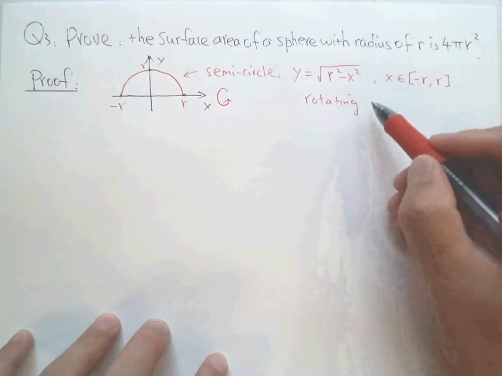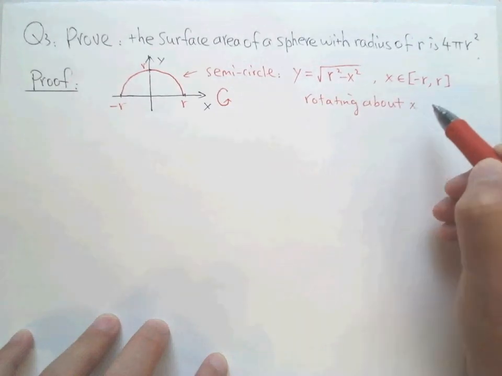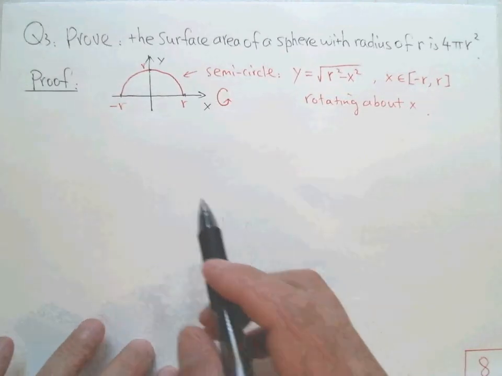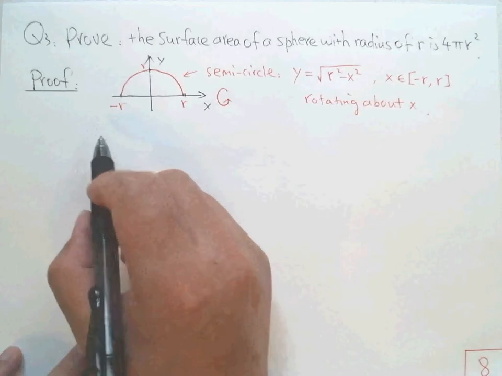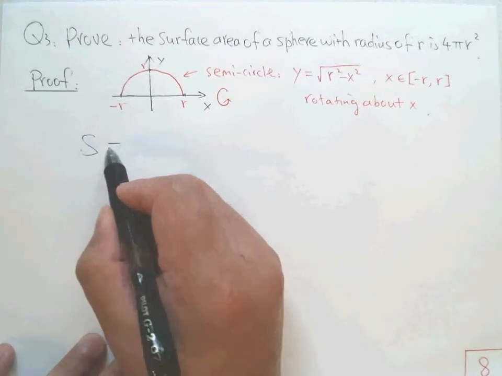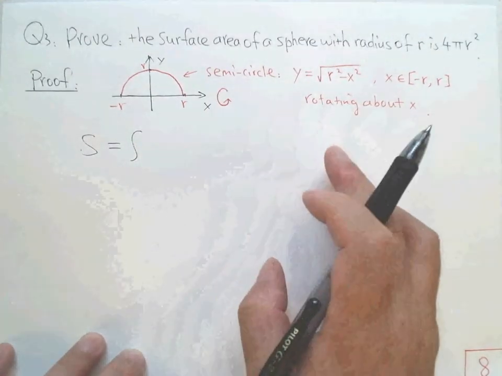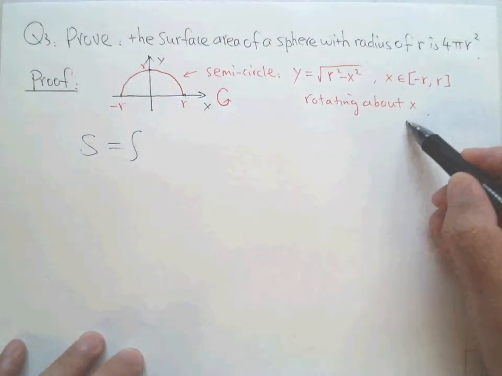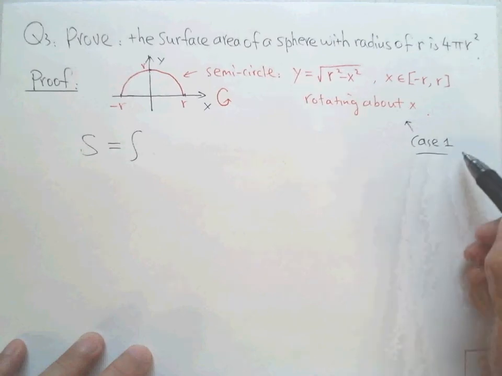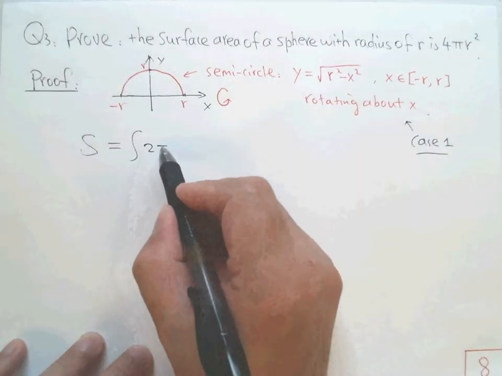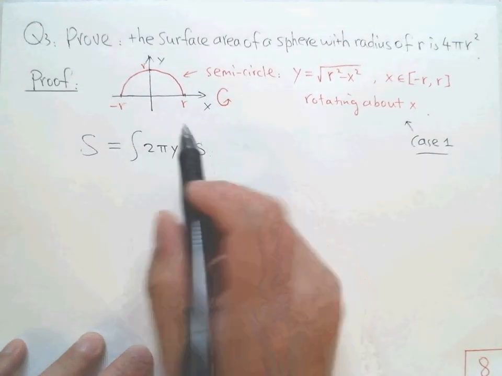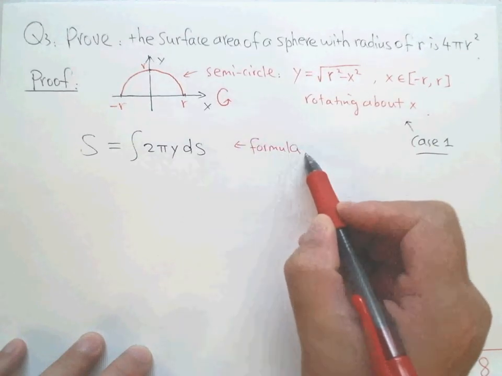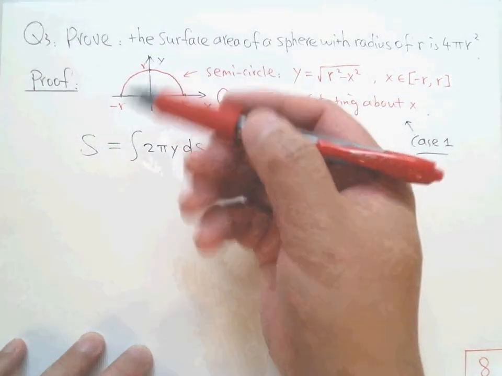Now we need to rotate, rotating about the x-axis. If you set it up like this, it's almost done. All we need to do is the calculation, but we need the formula. What is S now? This is a basic function rotated about x, case 1, which we just discussed. The formula is 2 pi y ds.